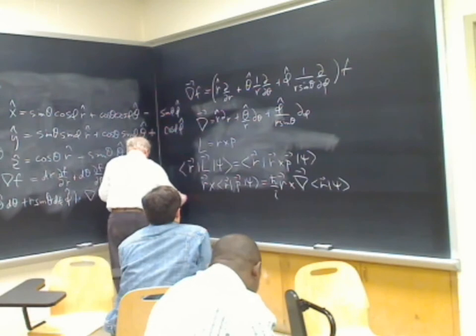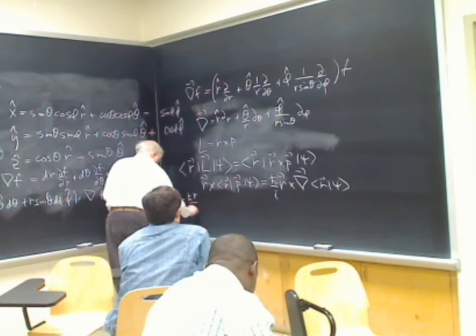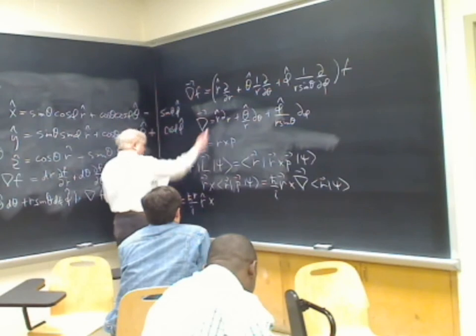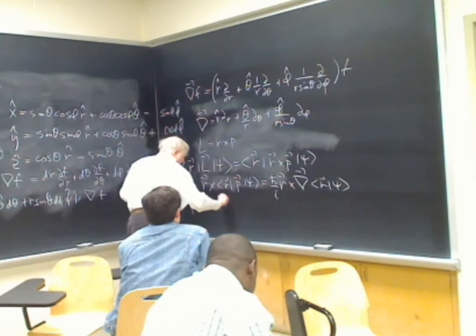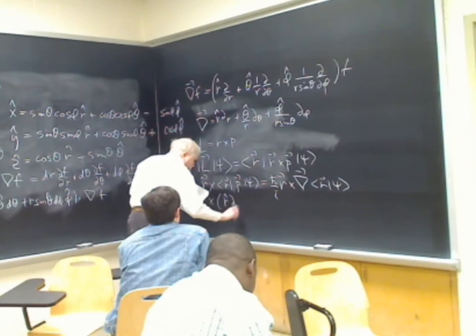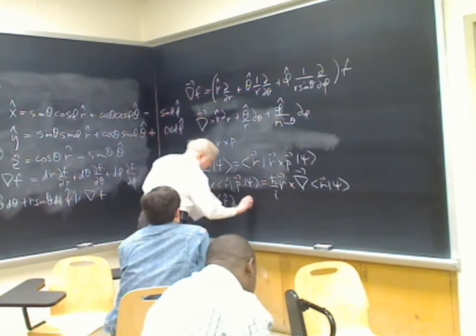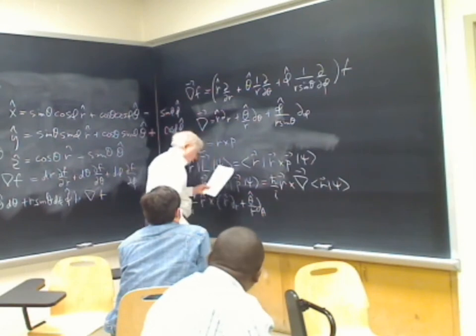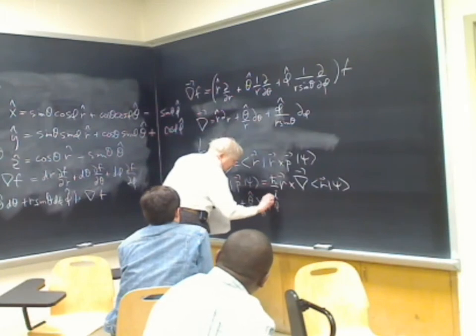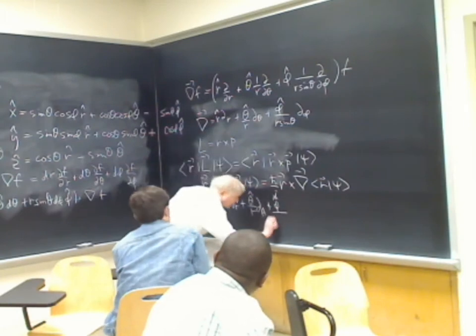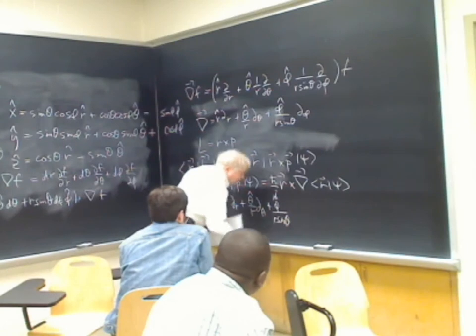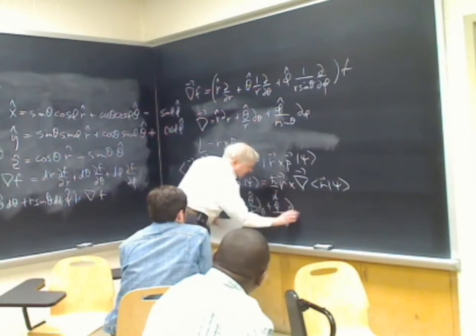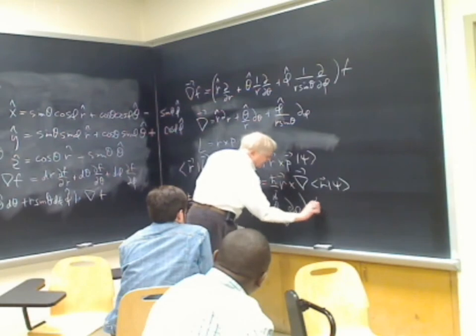So what this is, h bar, length of r, over i, r hat cross, and now I'm using the gradient here, and the gradient is r hat partial r plus theta hat over r partial theta plus phi hat over r sine theta partial phi, all of that acting on the wave function.